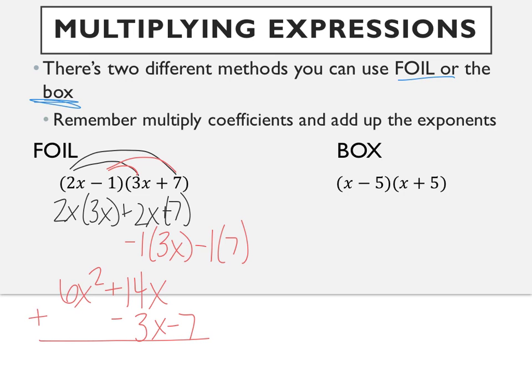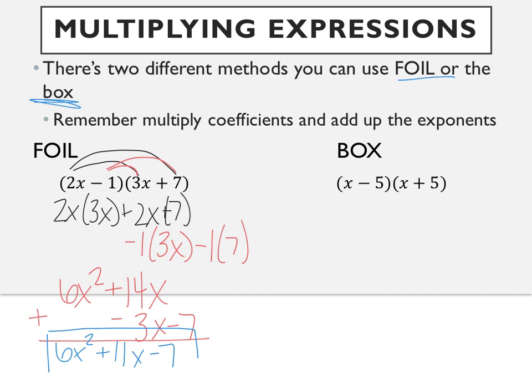So now what I notice here, if I line it up the way I did, my like terms automatically lined up. So this leaves me with 6x squared. 14x minus 3x is 11x. And then negative 7. So using FOIL, I just distribute each term to everything in the other parentheses, combine my like terms, and there's my answer.